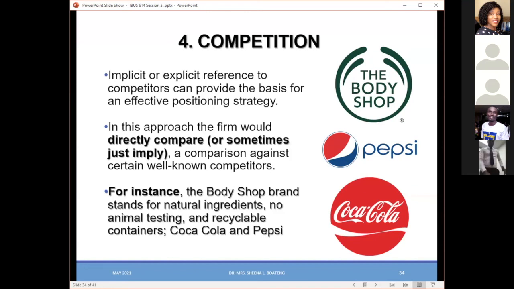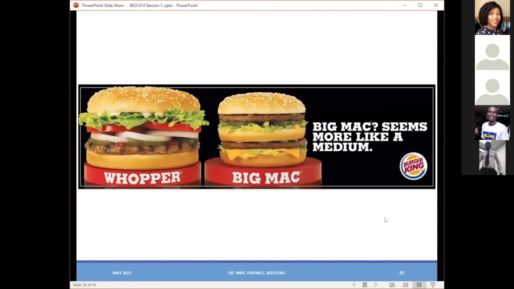So let me show you a typical example of some subliminal jabs that have been thrown between these brands based on positioning along the lines of competition. So look at this advert. Burger King did this advert, and they were trying to subliminally jab another brand. Look at what they said. They said, "Big Mac seems more like a medium." Which brand do you think they are jabbing? This one is so obvious.